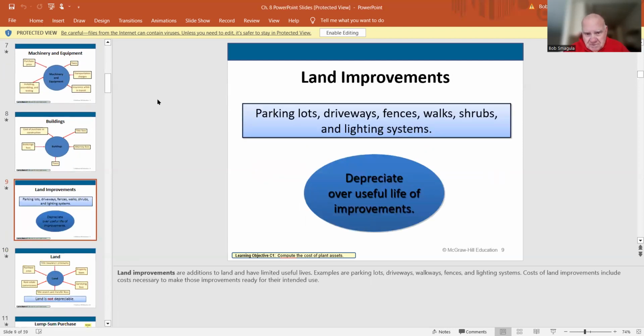What are land improvements? Okay. Land improvements are going to be depreciated, and they're defined as things that you add to the property after you've moved in. A parking lot, a brand new parking lot, driveways, fences, walks, shrubs, lighting systems, perhaps. Those are called land improvements, and they too would be depreciated.